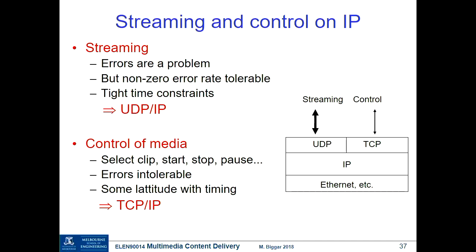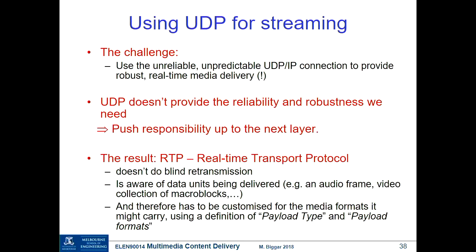Right? So errors are a problem for streaming, but a non-zero error rate can be tolerated, but we have these tight time constraints. So we put the streaming media over UDP IP, and the control of the media, selection, and so on, is something that can tolerate some timing delay, but we don't want to risk errors there, and so that's over TCP. So we have that sort of dual stack over there.